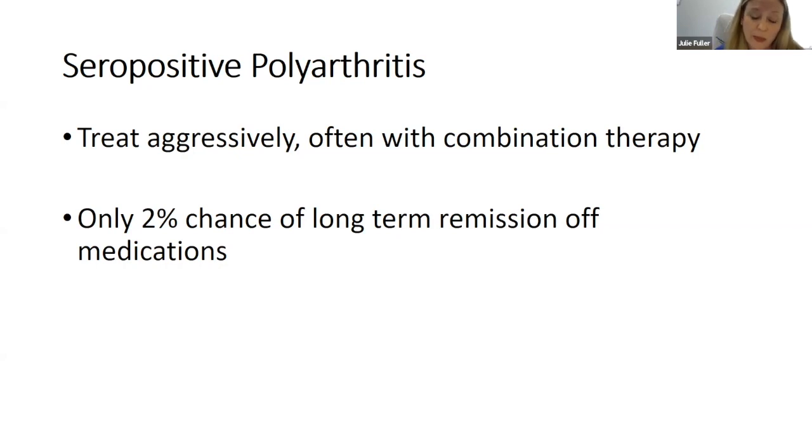These patients will probably require long-term medication. They only have about a 2% chance of long-term remission off medication. They may do well for a year or 2 off, but they probably won't be able to stay off throughout their life. And this means most certainly their disease will follow them through their adult years.